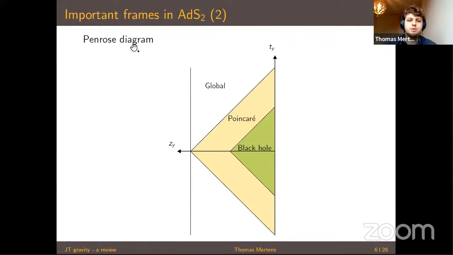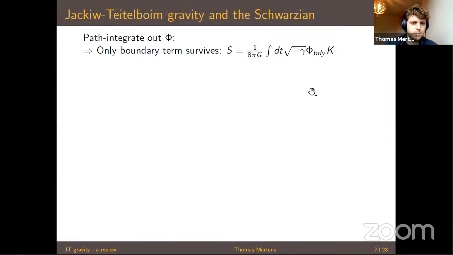And just to show you the Penrose diagrams of these different frames. This bigger triangle here would be the Poincaré patch with the extremal black hole horizons and the holographic boundary on the right. The smaller green triangle would be the black hole patch that is contained within the Poincaré patch. I've also shown the global patch, or the global frame, which is a strip region in AdS2, but I won't be needing that during this talk.